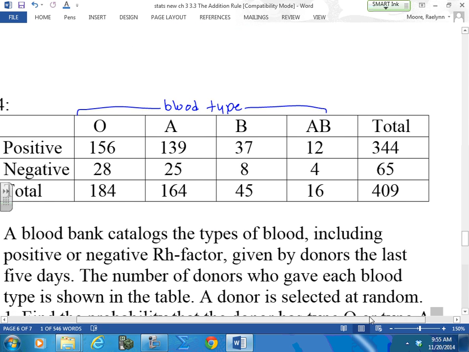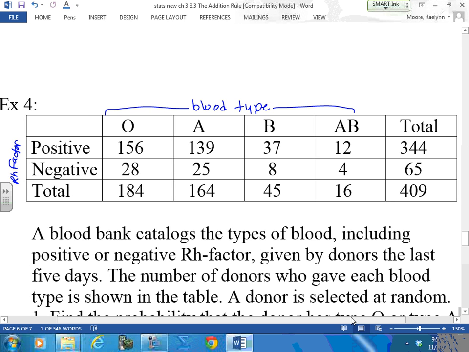Okay. Let's take a look at this exercise, Exercise 4. A blood bank catalogs the type of blood, including the positive or negative Rh factors. We did a tree like this. We did your 4 types. We did a tree, and we came out with your 8 sample space items before. The number of donors who gave blood, each blood type, is shown in the table. A donor is selected at random.